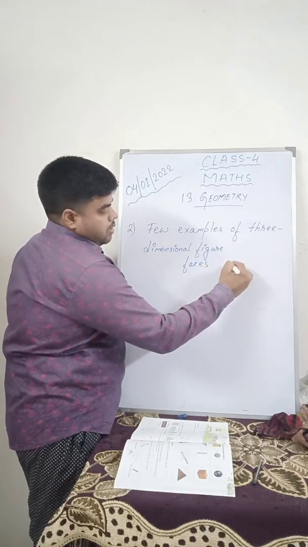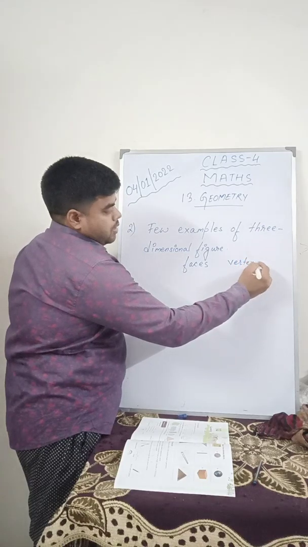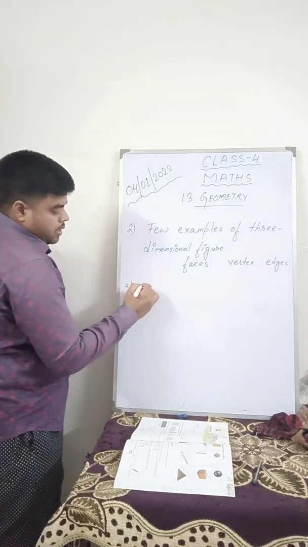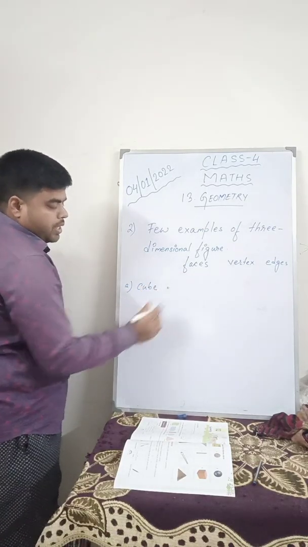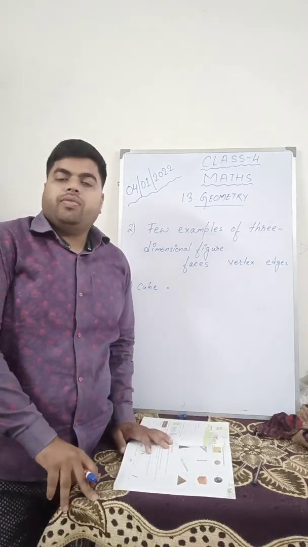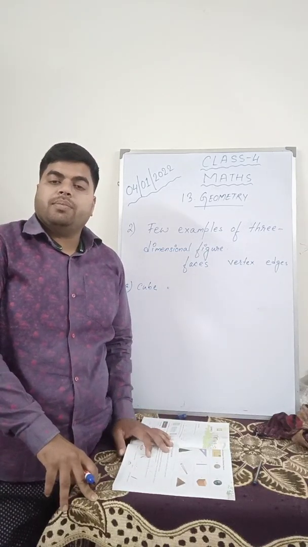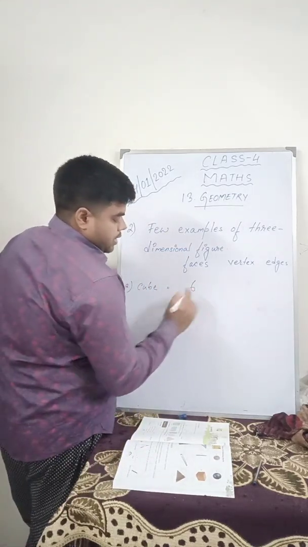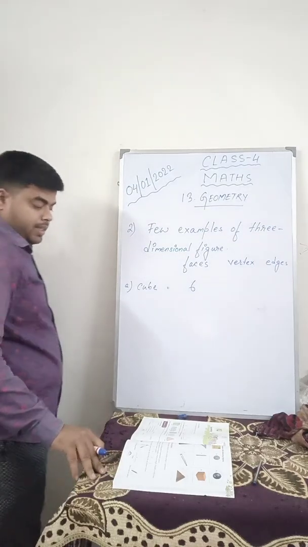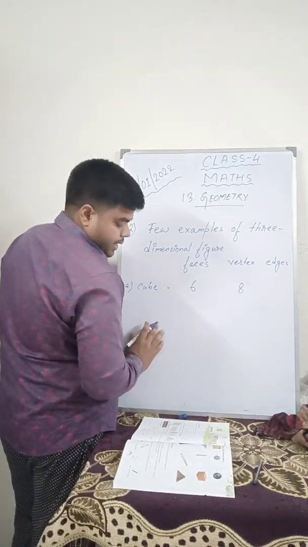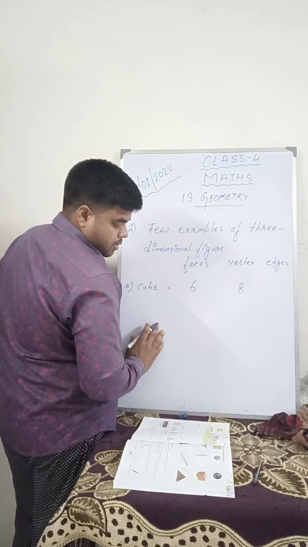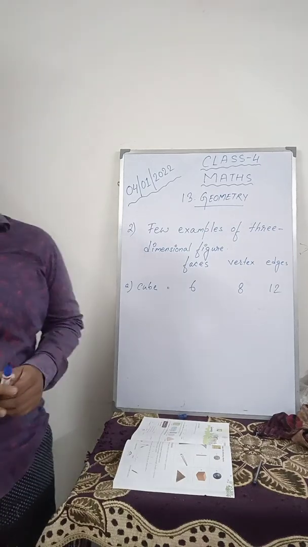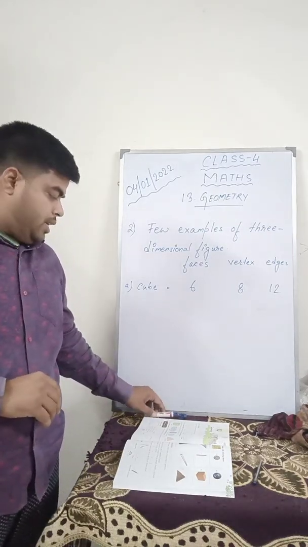Faces, vertex, edges, and number one is cube. So in cube, how many will you find? You will find how many faces? Opposite faces are same. So 1, 2, 3, 4, 5, 6. 6 faces. Vertex you will find 8. And edges 12. Let me show you one shape so that you can understand what I mean to say.